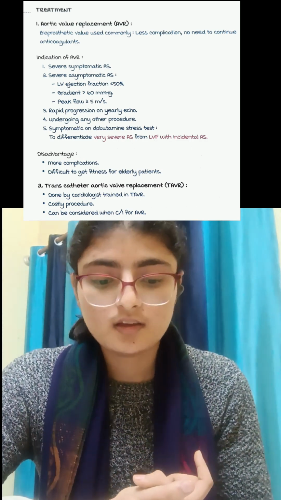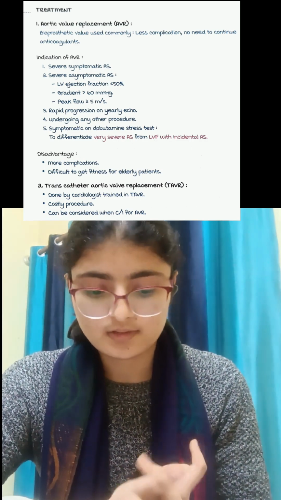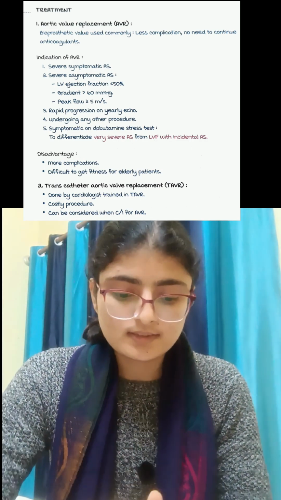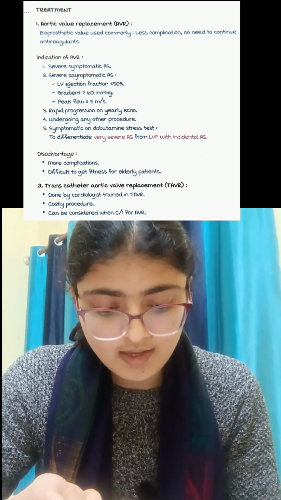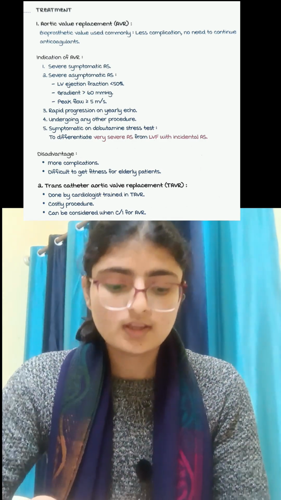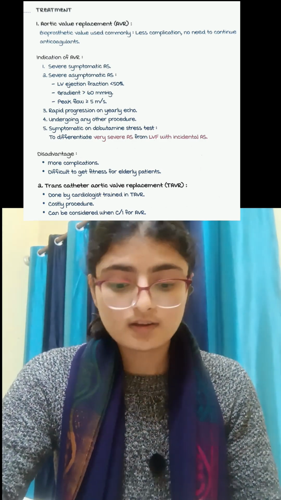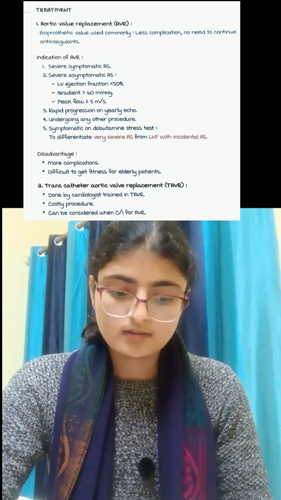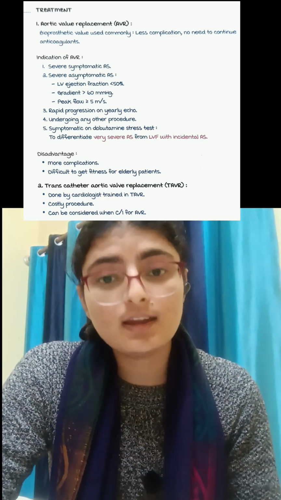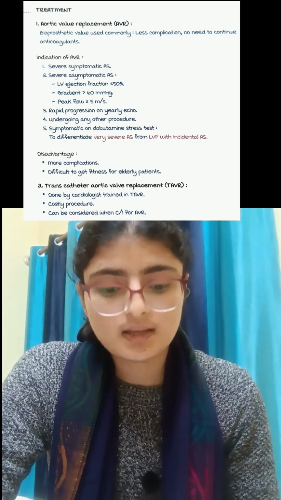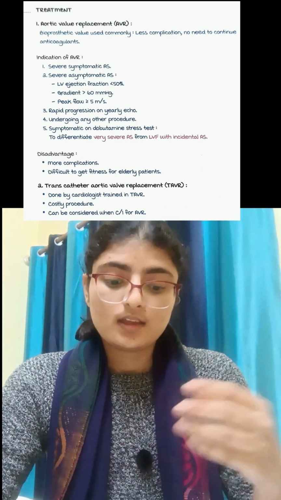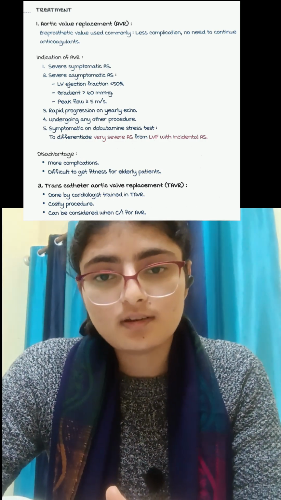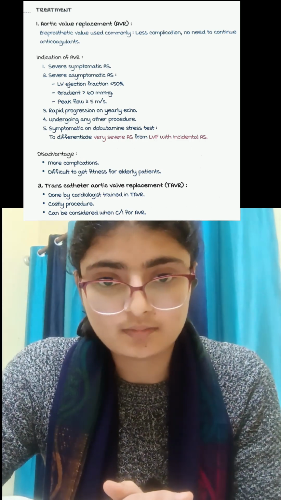Disadvantages of AVR, aortic valve replacement: first, more complications; second, difficult to get fitness for elderly patients. So there is another procedure called transcatheter aortic valve replacement, done by cardiologists trained in this procedure. It's a costly procedure and can be considered when there is a contraindication for aortic valve replacement.